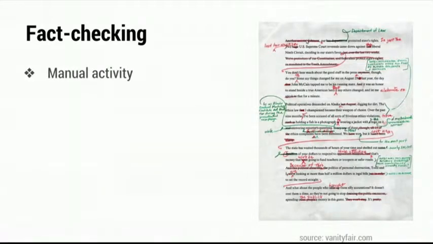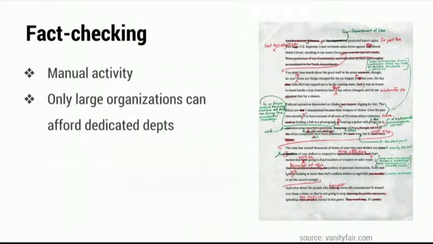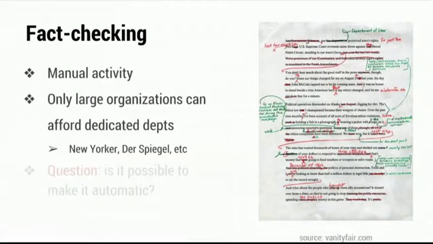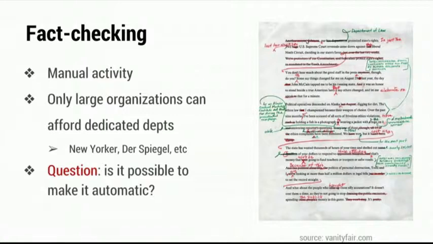It's not really new. Even in the early 20th century, with the modern newspapers, the figure of the fact checker arose. But these days, only large organizations like the New Yorker, Der Spiegel, and so on can afford a dedicated department that can fact check everything they produce. So the natural question is, we have this painstaking manual activity, can we help by automating it to make it more efficient, more prompt especially?